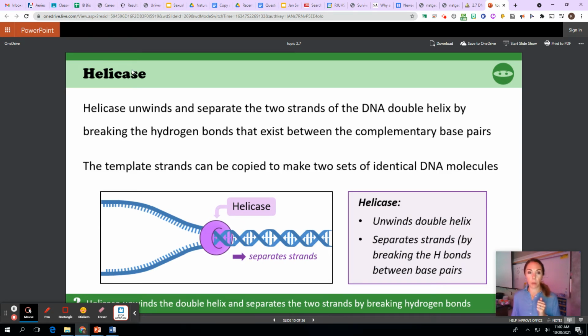This unwinding, so a little bit more about helicase. I just said this, but you can write it down now. How it unwinds is by breaking those hydrogen bonds that exist between those pairs. So what it's actually pulling apart are those hydrogen bonds, and then I get this inner part exposed so that new bases can fit in there. So it takes that tightly wound DNA, unwinds it, and separates it by breaking those hydrogen bonds, okay?